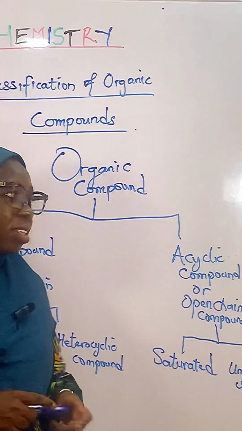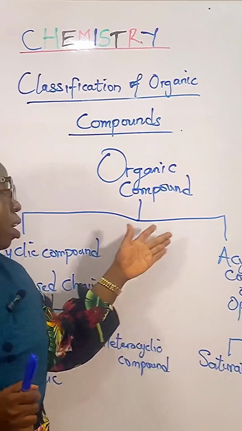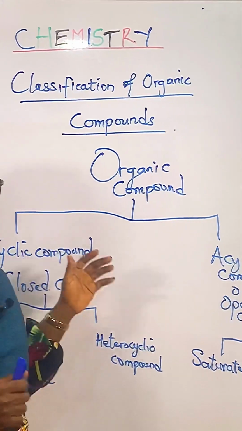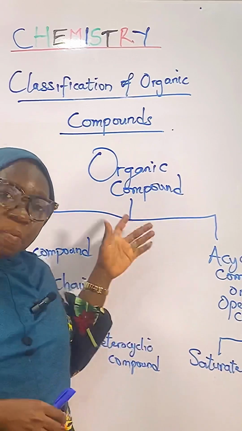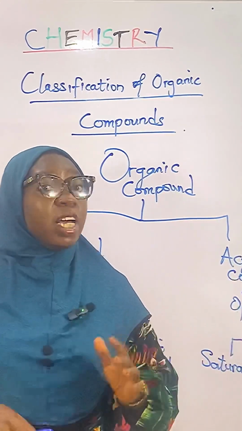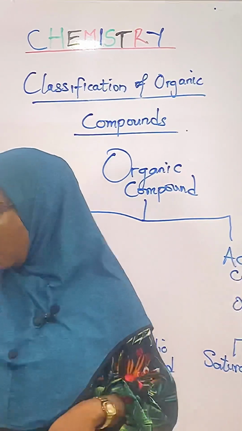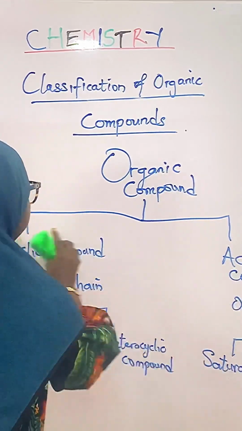Now, when you look at it, we have a lot of categories of organic compound. But don't worry, it may look somehow complex to you, but by the time I start explaining it one after the other, you will really understand what they are all about. Now, let's start from cyclic compound.